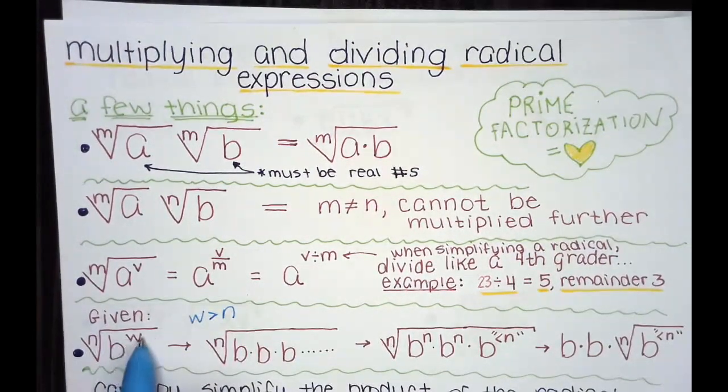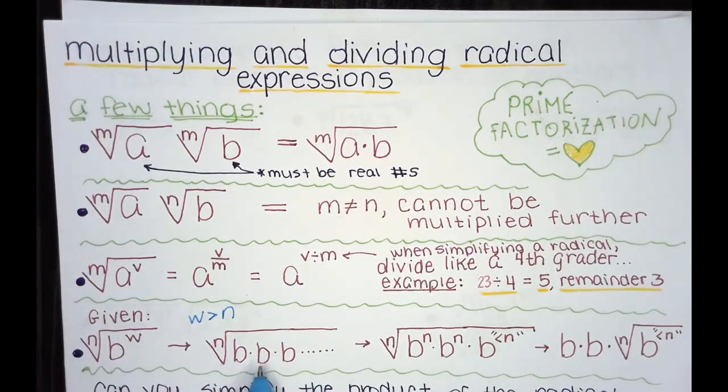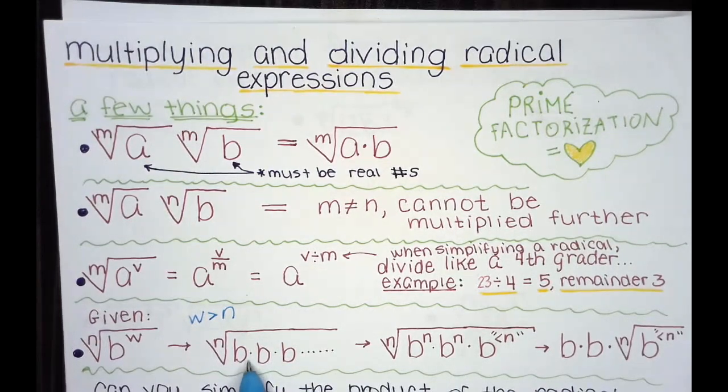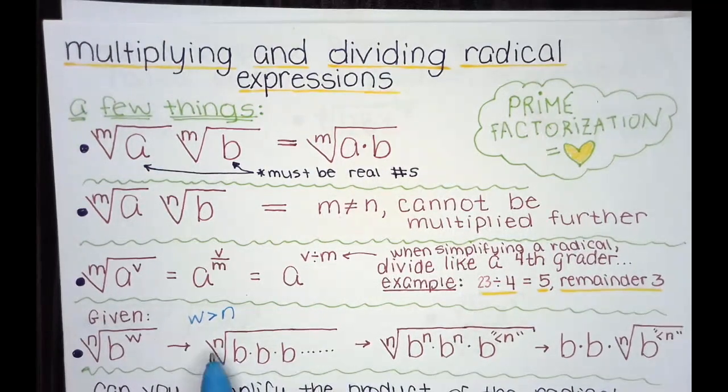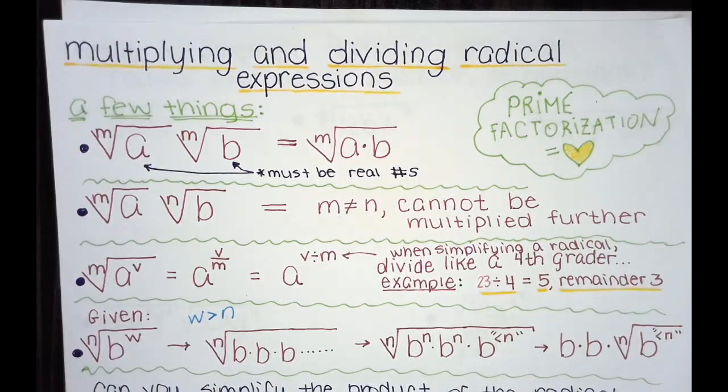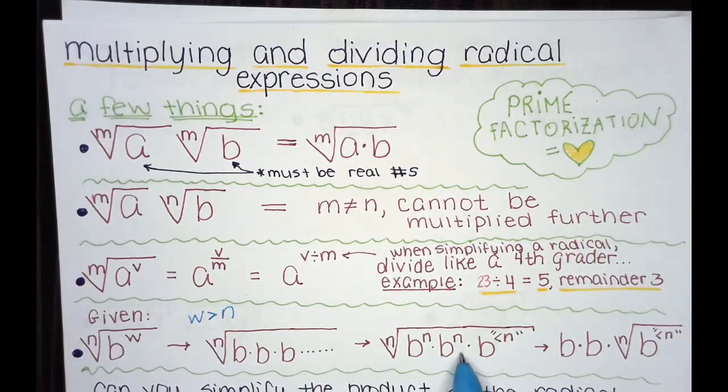So for example, if this were a 10 and this were a 3, well, this is bigger than this, right? So I would really have 10 B's, B times B times B, and then 7 more. Can I write that as B to the N times B to the N? If that were a 3, can I write it as B to the third? Sure. I could do a B to the third, a B to the third, and actually could do one more B to the third in there.